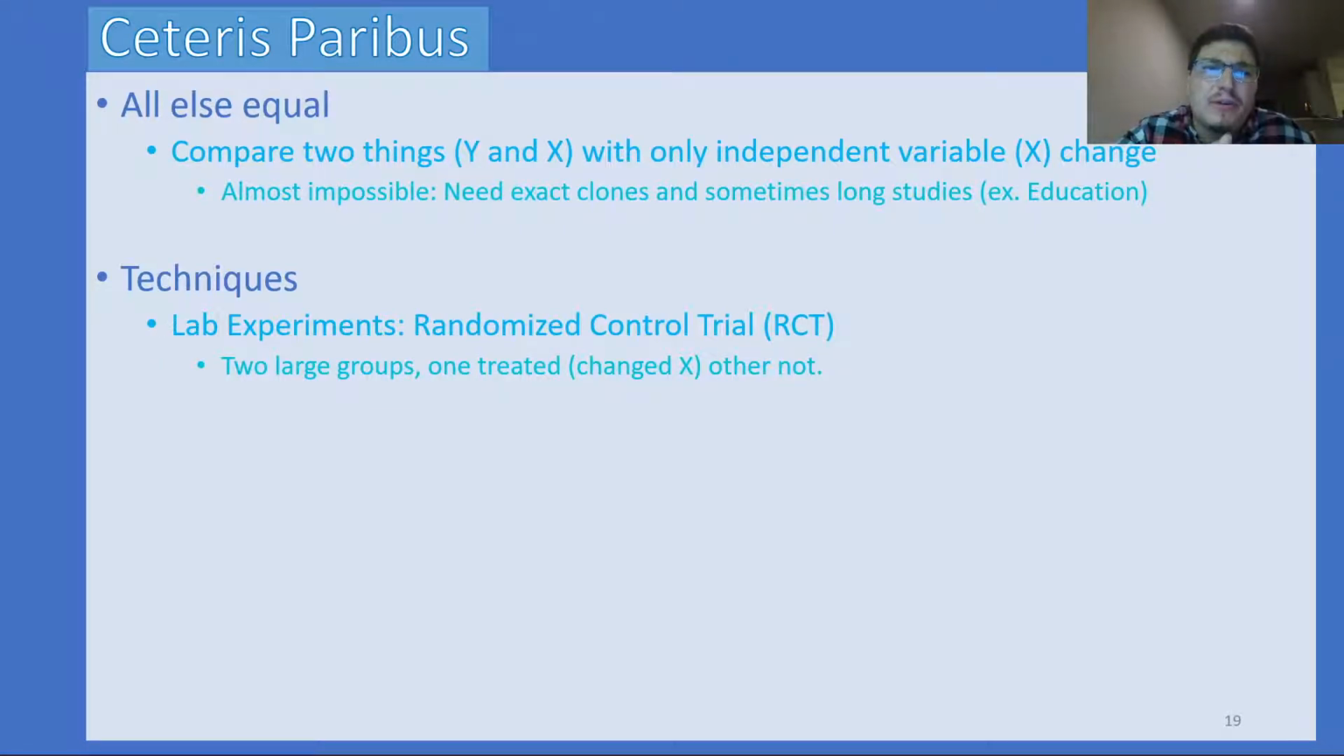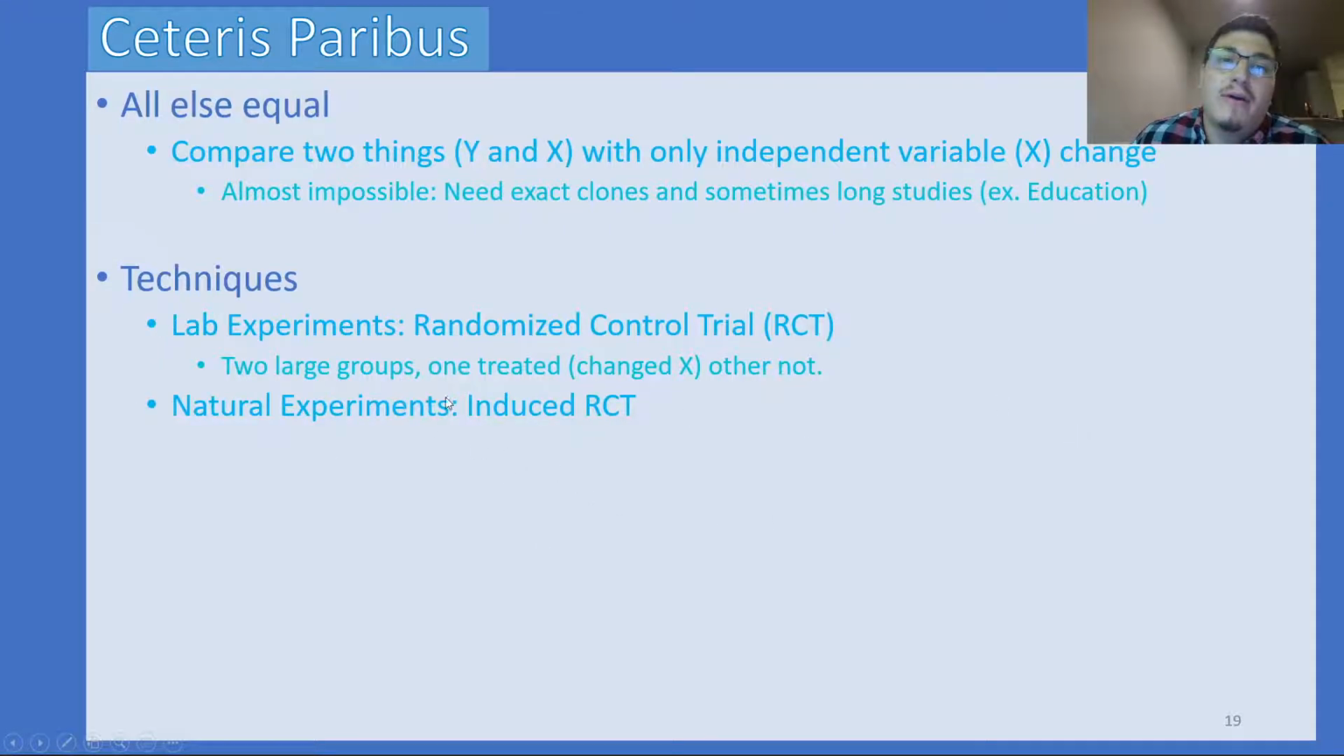So lab experiments are very simple. We take two large groups. Those two large groups aren't exactly the same. They aren't perfect clones of one another, but they're two large groups of people, and once you get a group large enough, they're going to be statistically very similar in their behaviors. So we're pretty much good to go there.